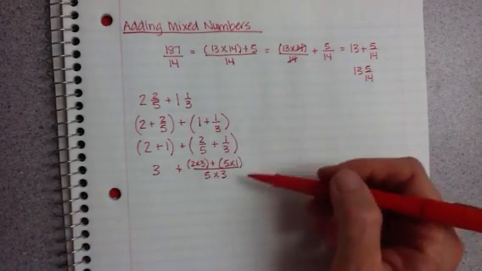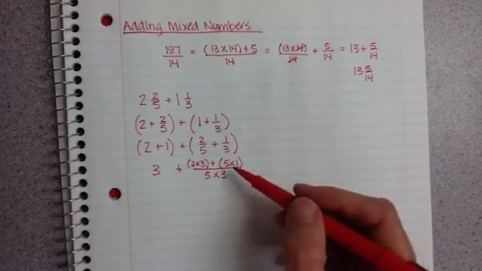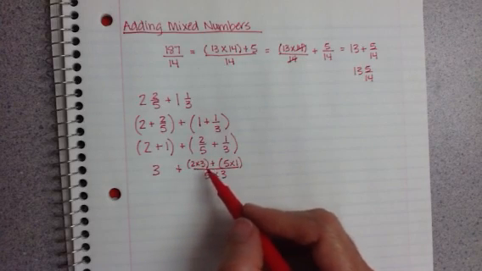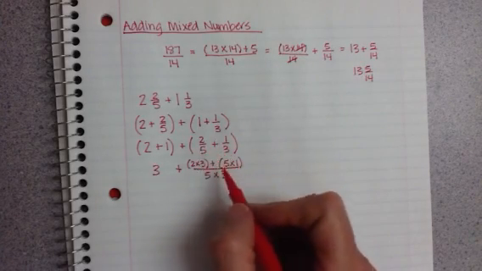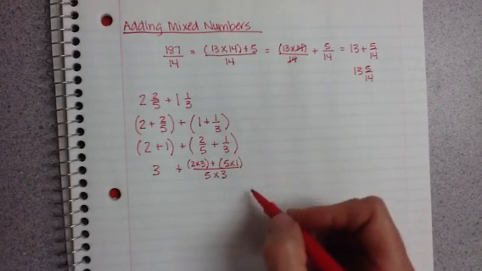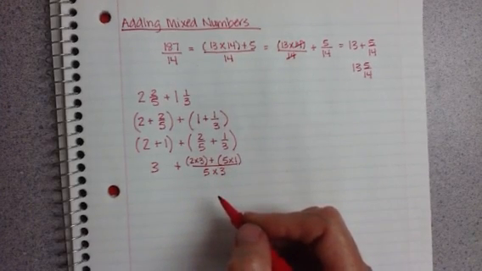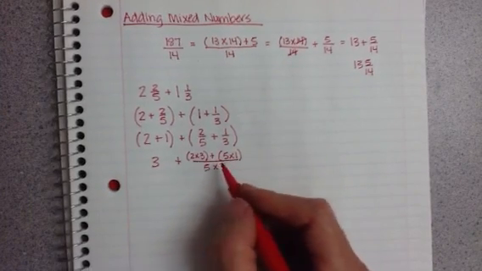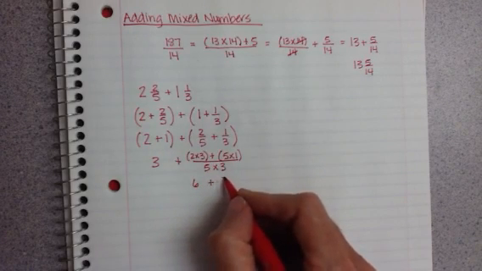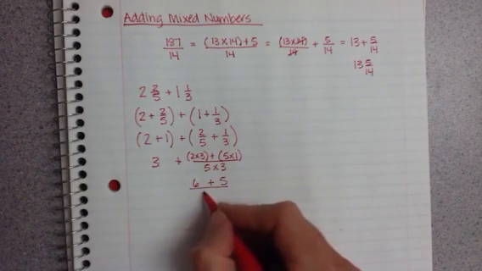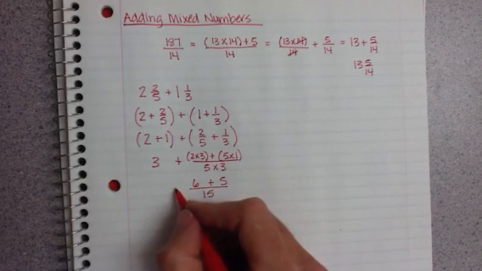Now, as you get more proficient, you can cut out some of these steps. I could have just written 6 and 5 and 15 over here, but I want you to be able to see the progression of how it's moving down. So next, let's just go ahead and simplify this. This would obviously be 6 plus 5 over 15.